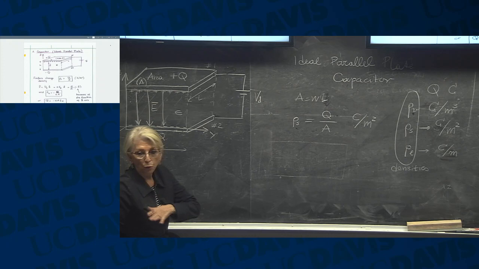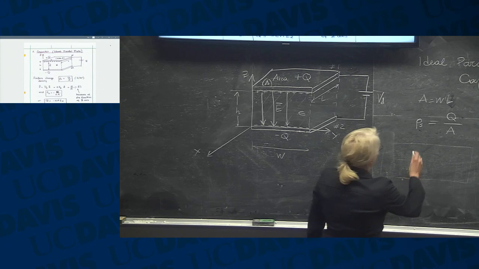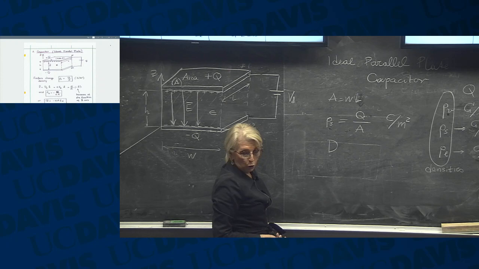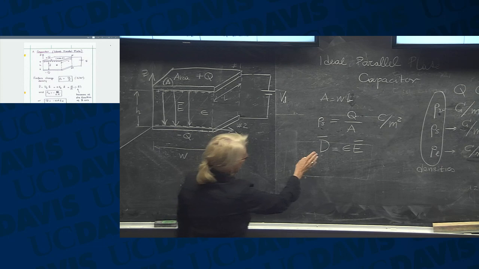What did we prove last time when we solved the problem inside? I'm not going to do the problem again, but I will remind you. What did we find? We found that the flux density, as a vector, is epsilon E inside the dielectric. Since E is along the Z direction, of course, this is along the negative Z. Of course, D is going to be along the negative Z direction.